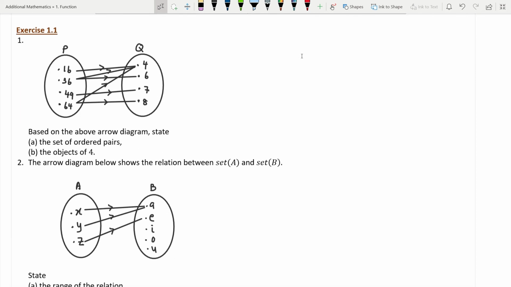So let's do some exercises so that we can understand better what we just learned. You can pause the video and try the questions yourself first before we discuss the solution. Question 1. Based on the above arrow diagram, state A, the set of ordered pairs, and B, the objects of 4.